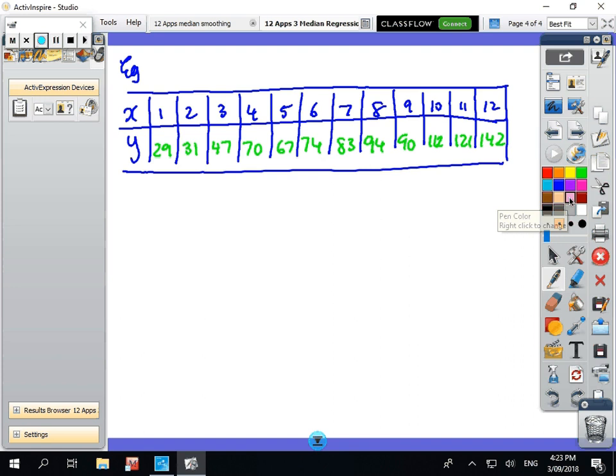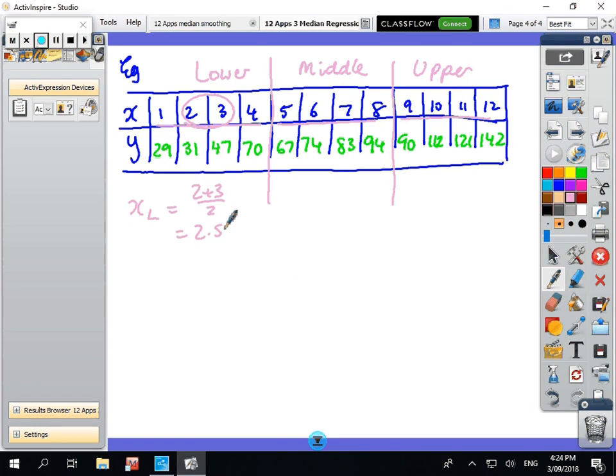Okay, so now we're looking at data. We've got 12 numbers, so 4, 8. So that's going to be our lower, that's going to be our middle, and that's going to be our upper region. Now, these numbers are in order, and so to find the middle, we'll do the first one together. There's your 2 numbers, so it's 2 plus 3 over 2, so it's 2.5. For the middle, there's your 2 middles, so it's 6 plus 7 over 2, so that's 6.5. And for the right, there's your middle, so it's 10.5.